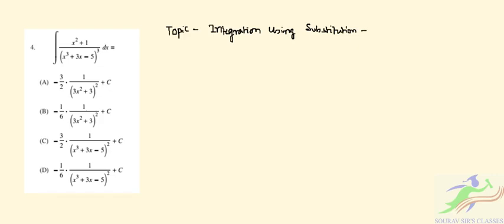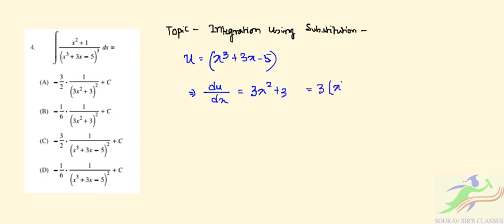So let us substitute u be given as x cube plus 3x minus 5. Okay. So we have this u. Now if we do du/dx, it will be 3x square plus 3. Now if we take this 3 out common, 3 of x square plus 1. Now if we do dx over here, it is du by 3 times x square plus 1. Good.